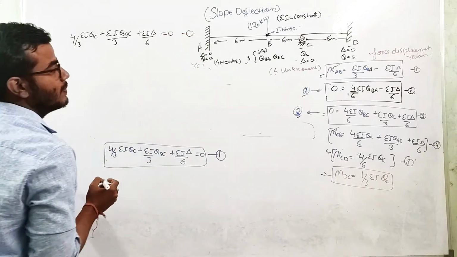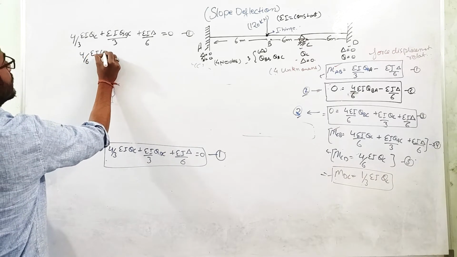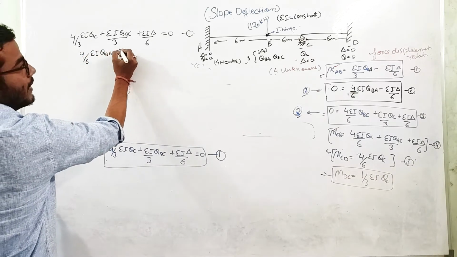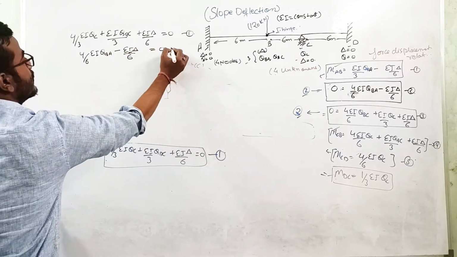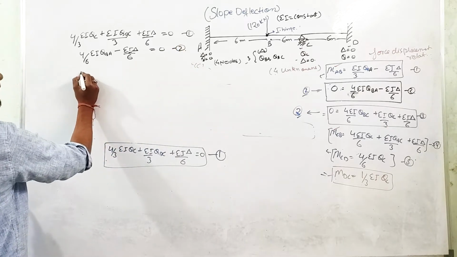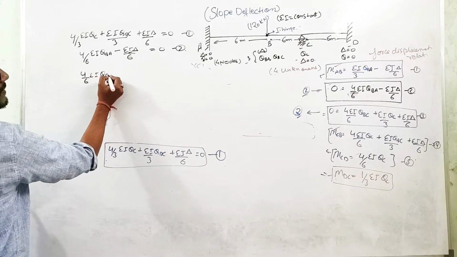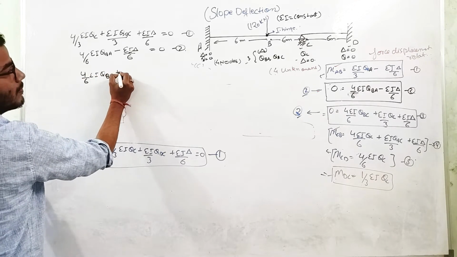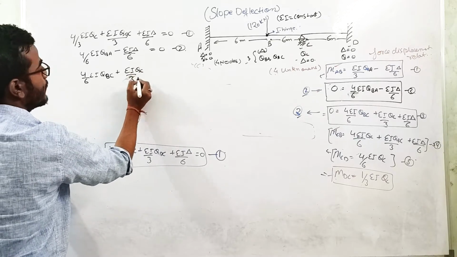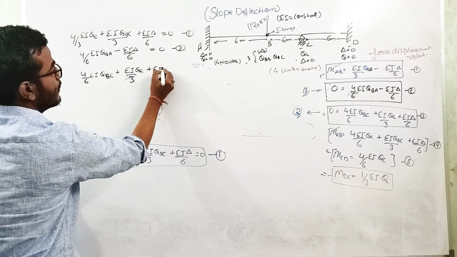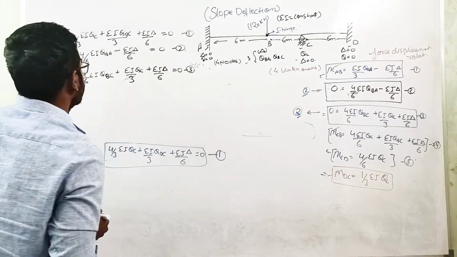Okay, second equation will be 4 by 6 EI theta BA minus EI delta over 6 equals to 0. Second equation, right? And again, 4 by 6 EI theta BC plus EI theta C over 3 plus EI delta over 6 equals to 0. This is equation number 3. Okay.